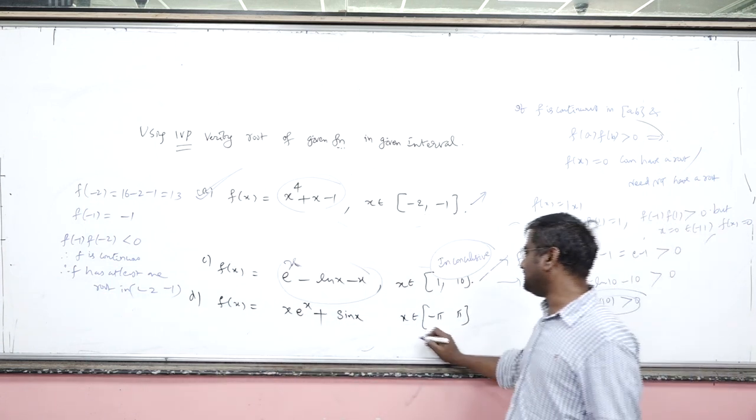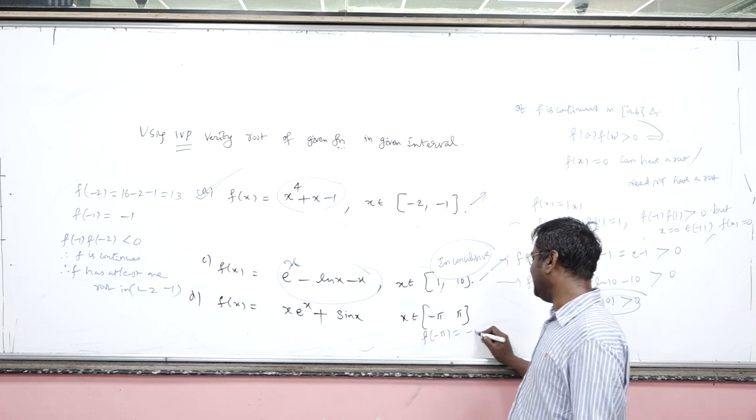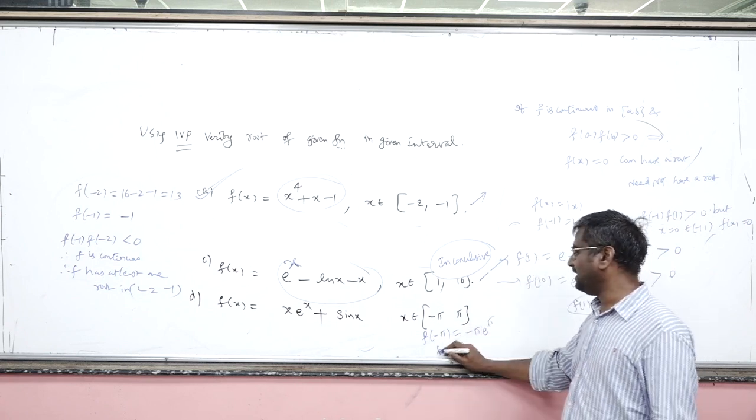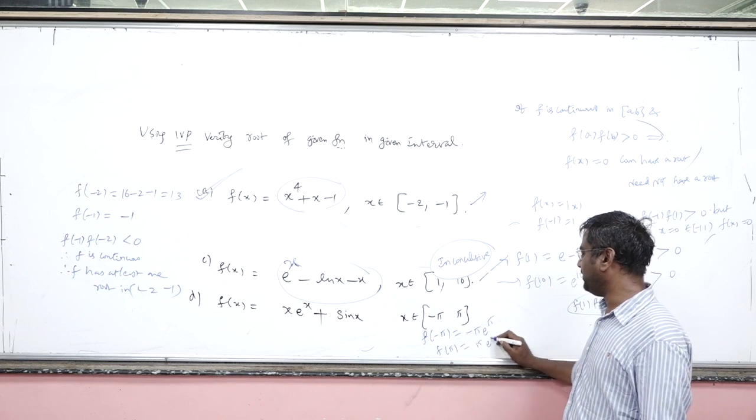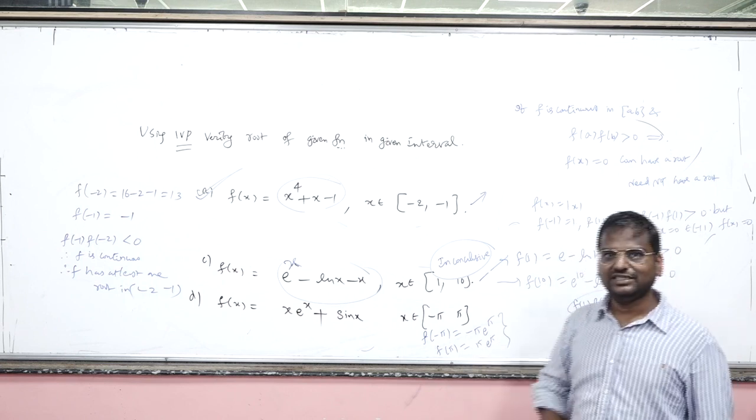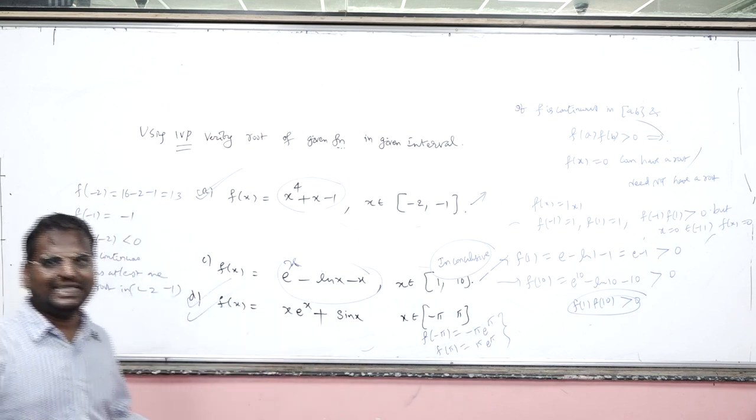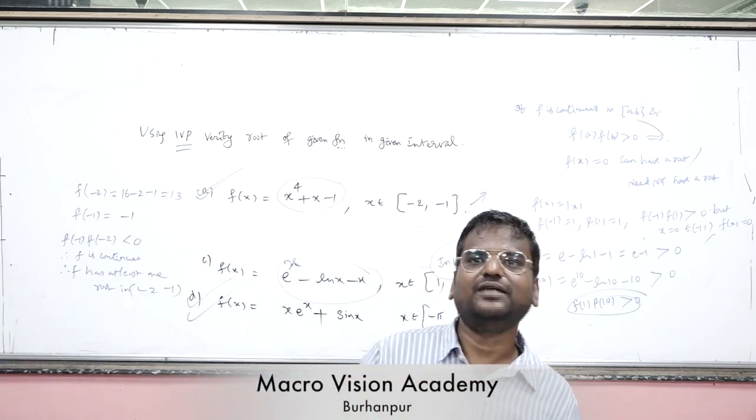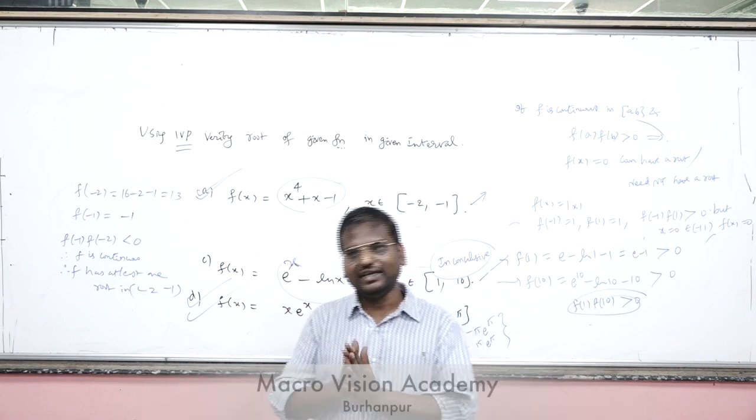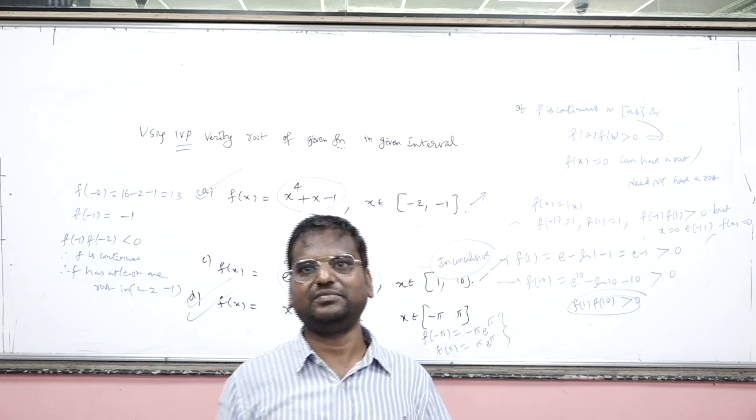Okay, next, last one, f of minus pi e power pi 0, f of pi e power pi 0. Definitely sign is changing. Again, this is going to have a root as per IVP. कितना रूट्स मिलेगा? कम से कम एक तो मिलेगा, दो मिलेगा, एक मिलेगा, तीन मिलेगा, वो मोनेटोनिसिटी बताएगा आगे टॉपिक्स में.